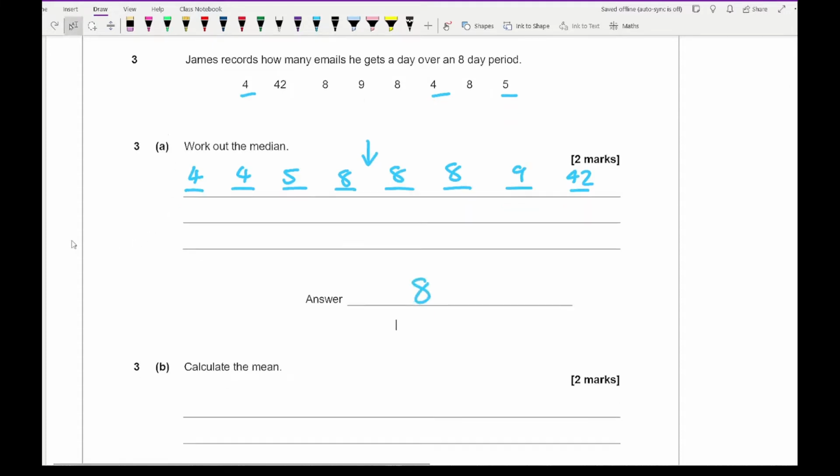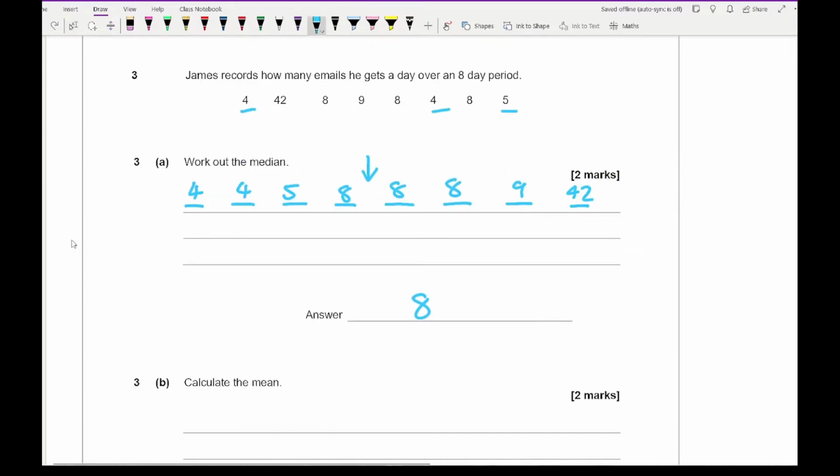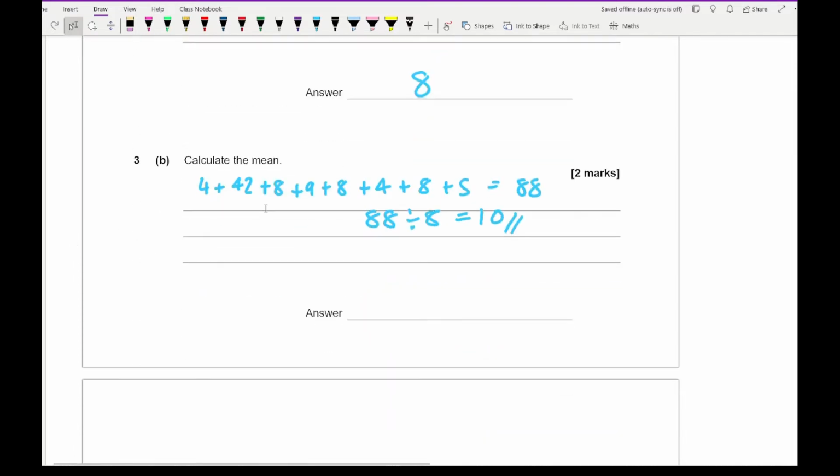It then says calculate the mean, so what we need to do is add all those numbers up. So I've got 4 plus 42 plus 8 plus 9 plus 8 plus 4 plus 8 plus 5. And if I add all of those numbers up, I should have 88. So it's going to be 88 divided by 8, which is 10. I can just write 10 just there.